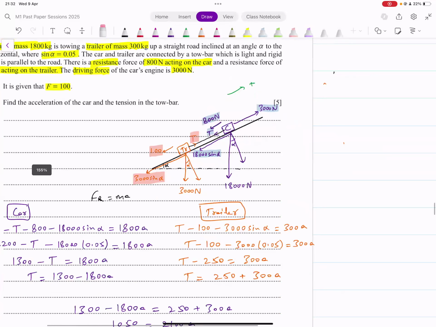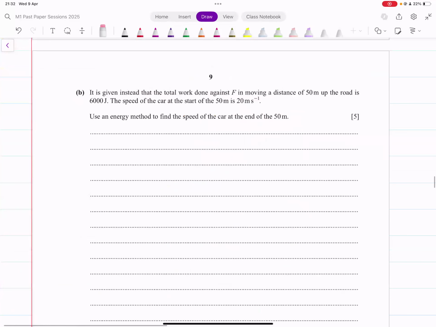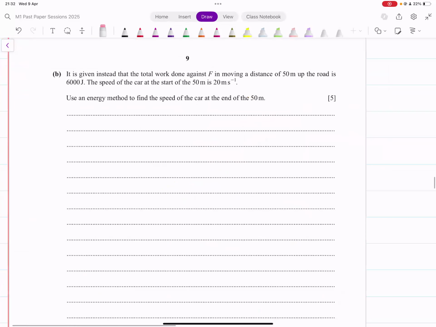Okay, now it's given instead that the total work done against F in moving a distance of 50 meters up the road is 6,000 joules. The speed of the car at the start of the 50 meters is 20 meters per second. Use an energy method to find the speed of the car at the end of the 50 meters.